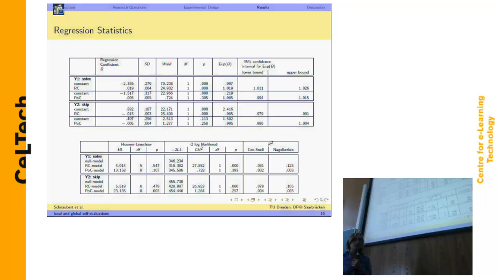So I'm aware that we probably can't read all this, so I'll just point out the most important things. What we can see here is that for solving, the regression coefficient for response confidence is significantly different from 0, but this is not the case for perception of competence. And for the skipping model, it's the same. We can also see that the response confidence model is always significantly better than the null model, or the intercept-only model, whereas the perception of competency model isn't.